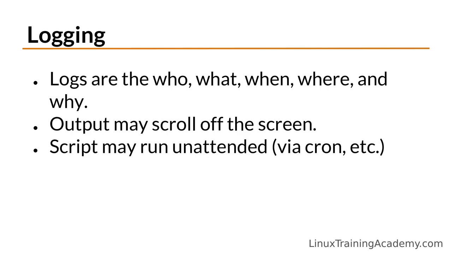If you want to keep a record of what occurred during an execution of a shell script, you'll want to employ some sort of logging mechanism. Logs can store any type of information you want, but they typically answer who, what, when, where, and why something occurred. Logs can be useful when your shell script performs several actions or produces a lot of output that might scroll off your screen. Also, if you plan to run your shell script unattended via cron or some other means, you might want a way to look back and see exactly what happened and when it happened during a previous run.